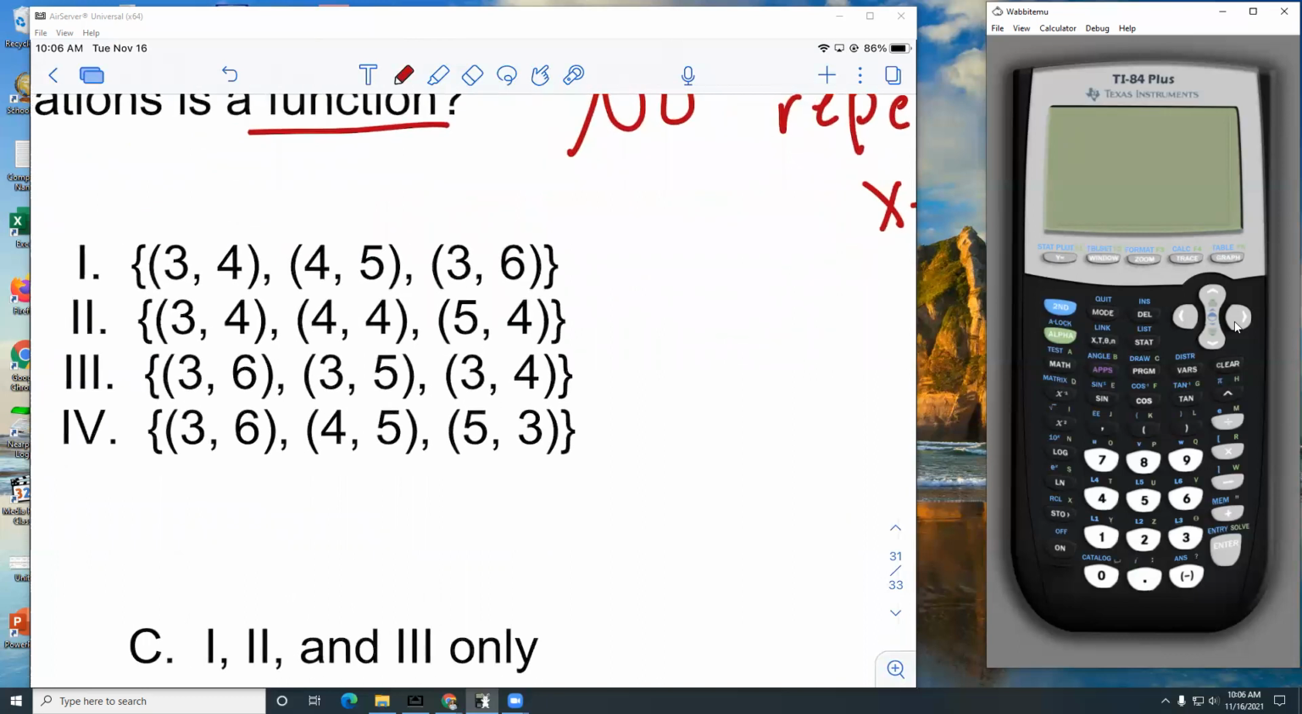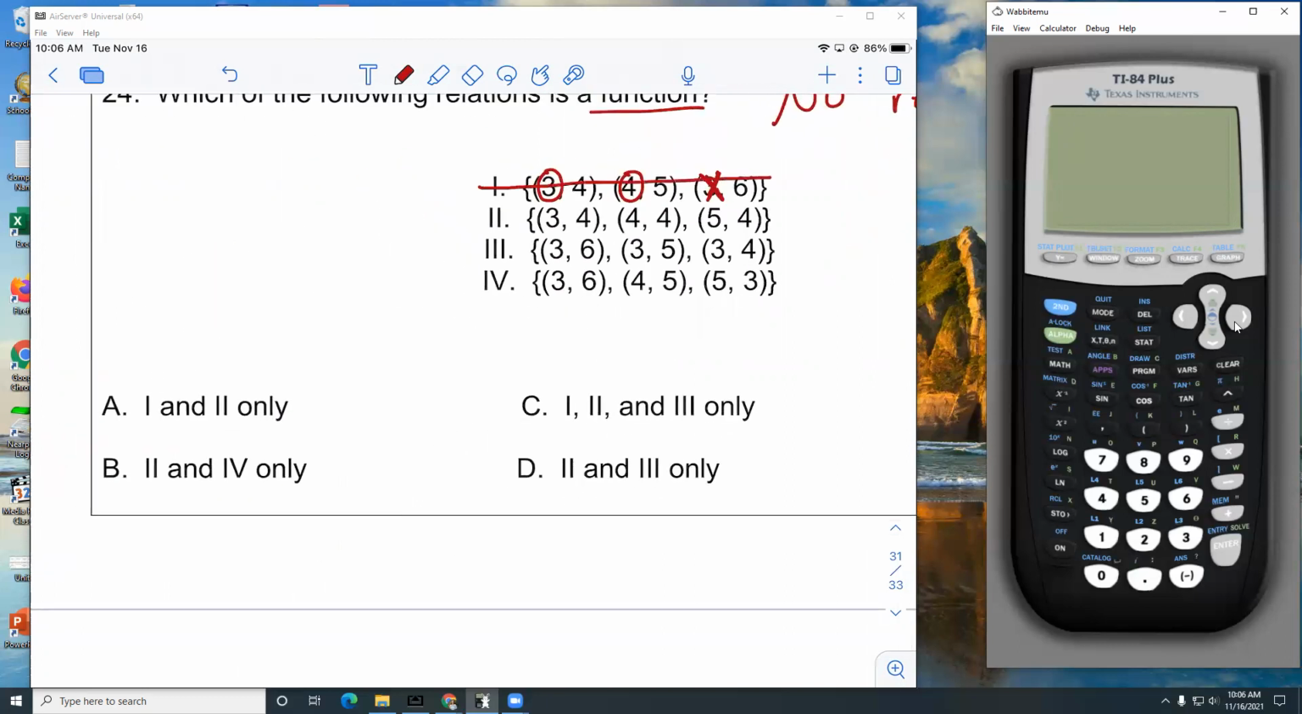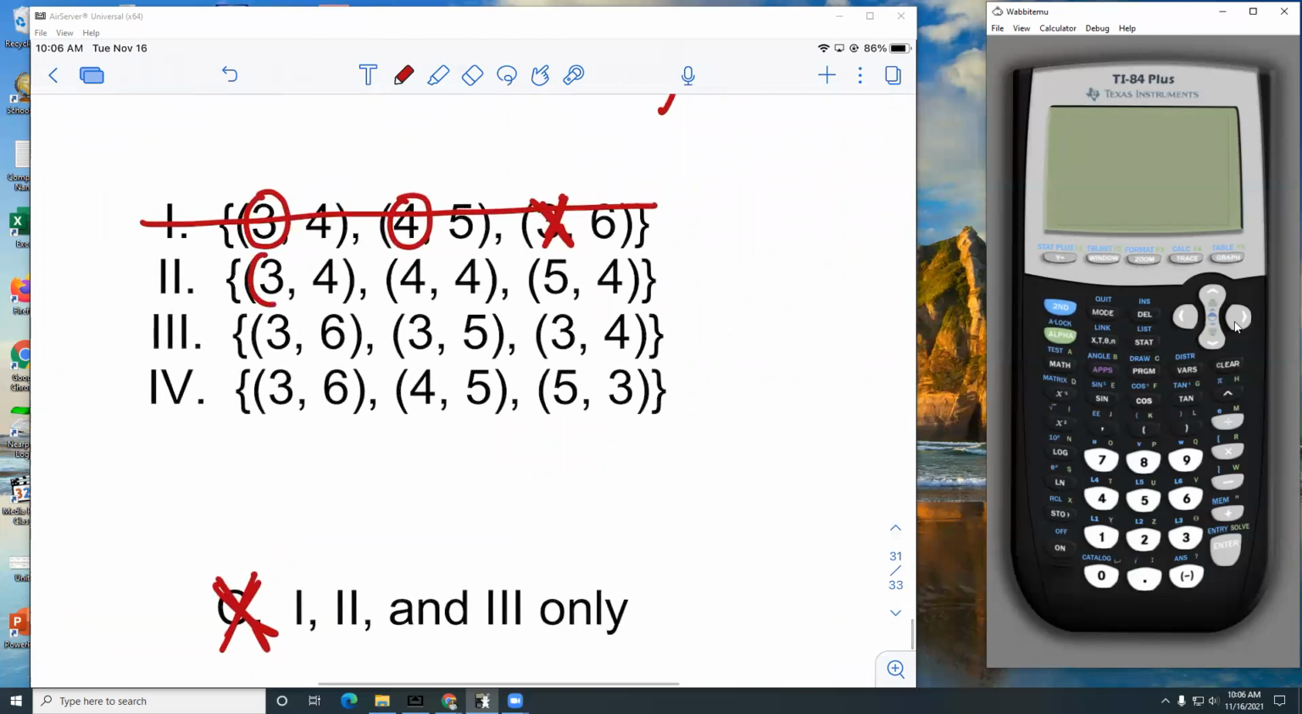Number one, I've got 3. I've got 4, but I have a 3 again, so 1 will not work. So I can eliminate A. I can eliminate C because those both include 1. All right, number 2, I've got 3, which is good, 4, which is good, and 5, which is good. So number 2 is a good one.